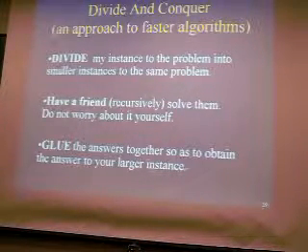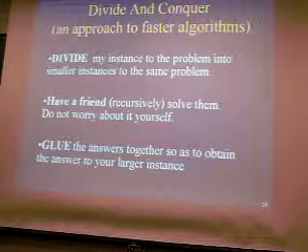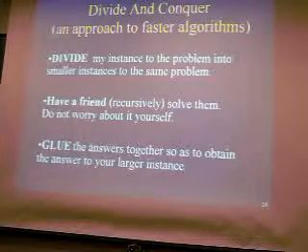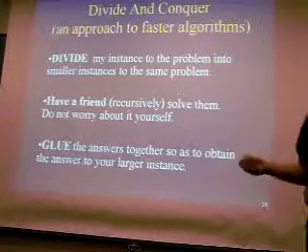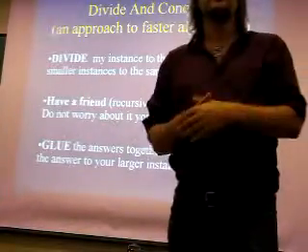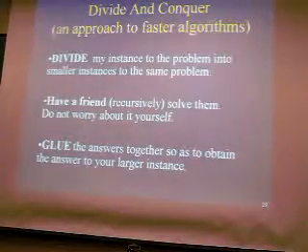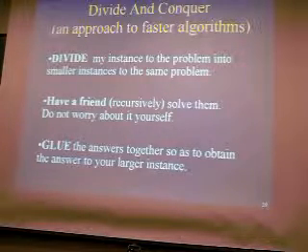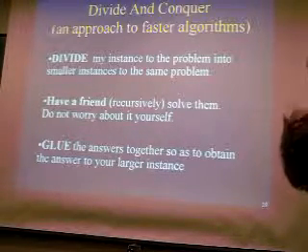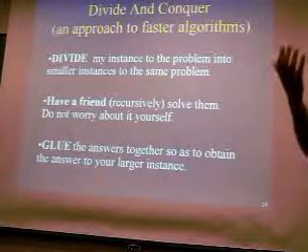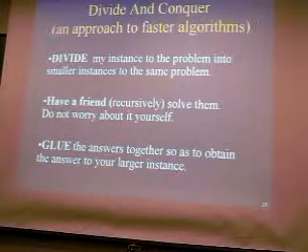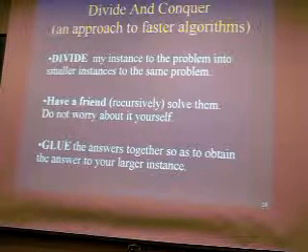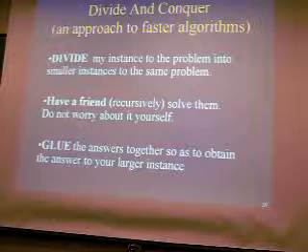Because you can't give your friend the whole problem, that's not fair, right? And you just trust that your friend will solve the smaller instance, and you don't micromanage him. He gives you back the answer, and then you take the answers that he's given you and somehow combine them to get an answer for your problem. Everybody kind of get this? And of course, if your instance is so small that you can't break it down any further, then just solve it yourself. That's the base case.